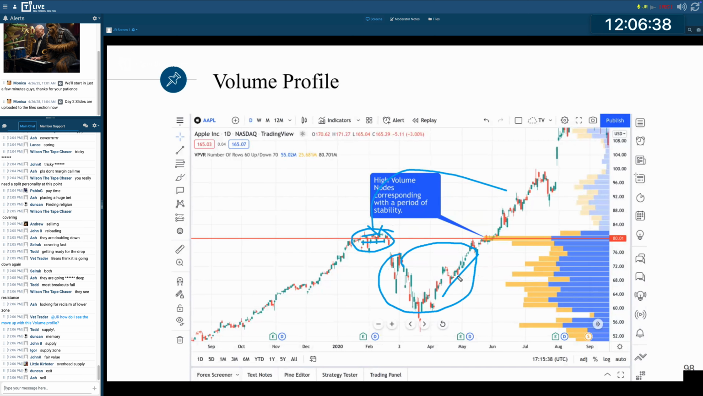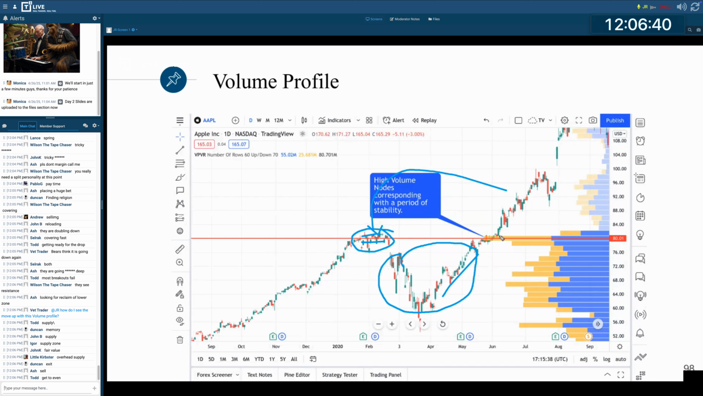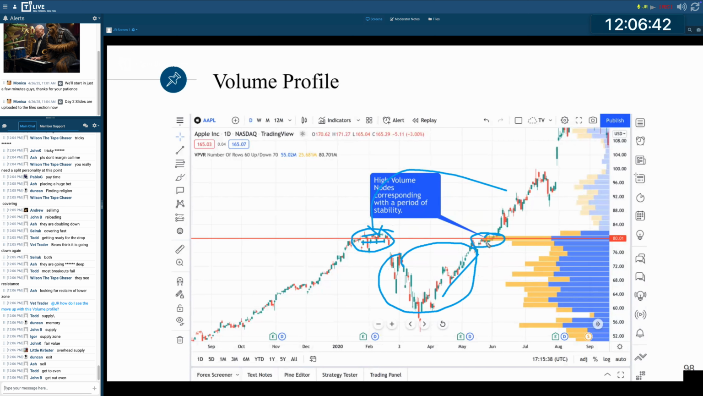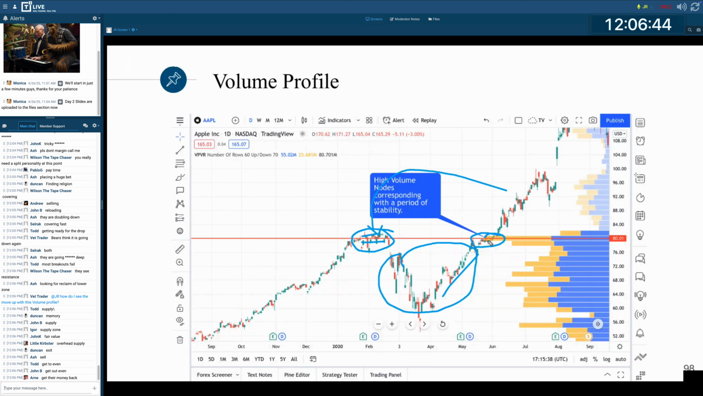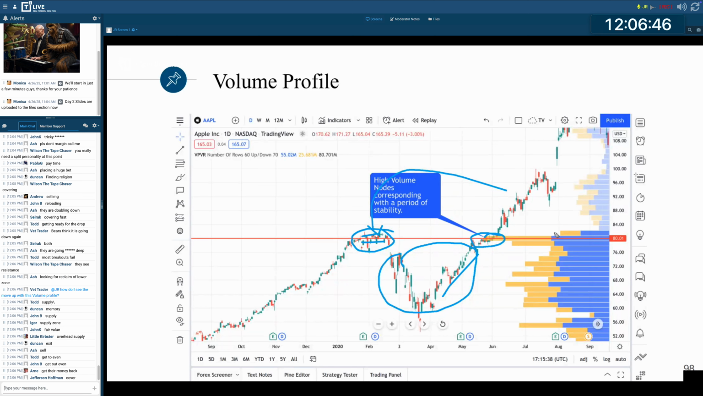Your sellers are going to see this as fair value for a sale, and your pesky buyers are going to see this as an opportunity to catch leg two. That's what creates the almighty monkey knife fight, AKA high volume node. Very important concept.